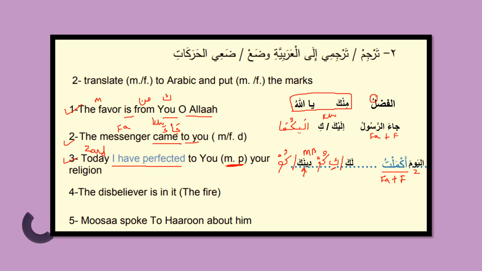So the next one is: the disbeliever is in it. This is our jumla ismiya. Disbeliever is translated as the kafir. So your mubtada is al-kafiru and it has a dhamma. And after is a khabar, and this is our mubtada. So now the khabar here is not coming as a noun. In brackets they have given the fa'il to tell you what pronoun you are going to choose.